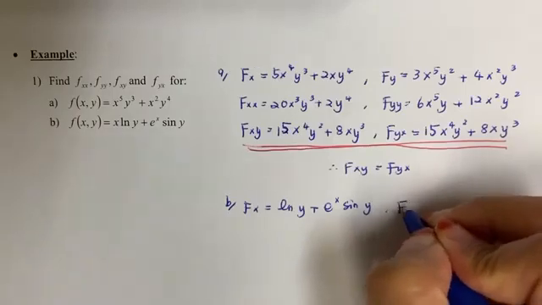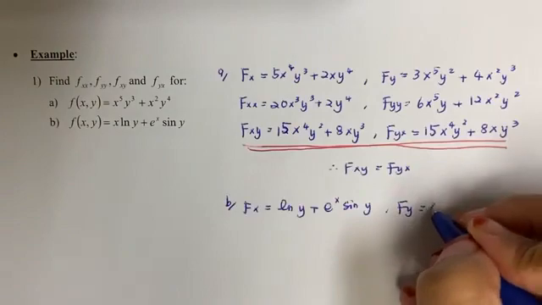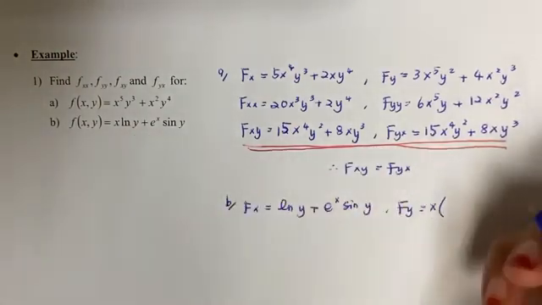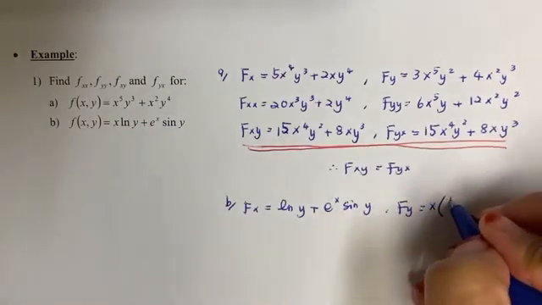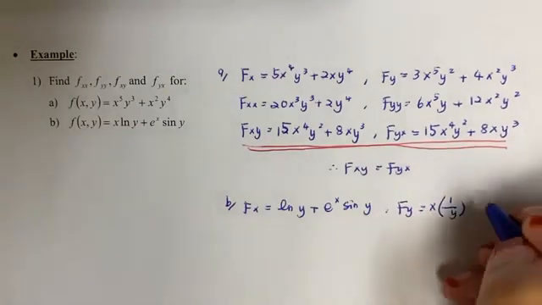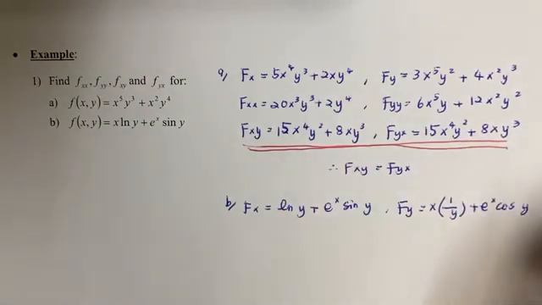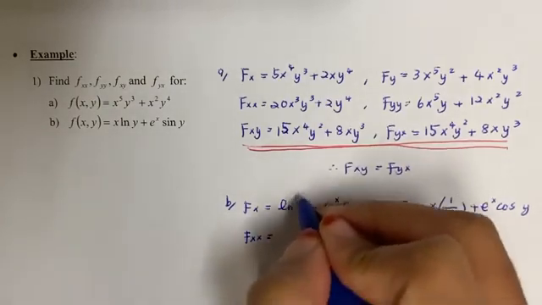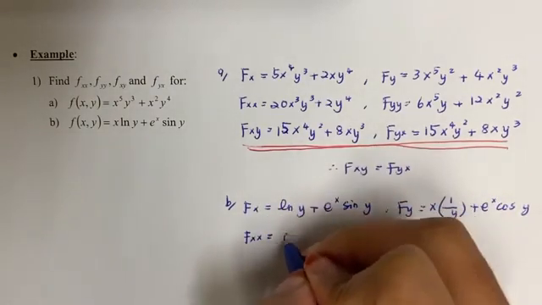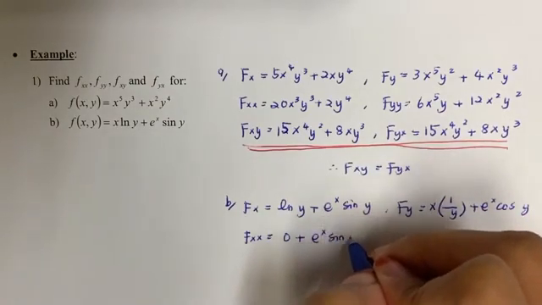Okay, for fy, x is your constant. Differentiate ln y, refer to the table: differentiate ln y is 1 over y, plus exponent x, differentiate sin y is cos y. Okay, for fxx, differentiate with respect to x, here you have 0 plus differentiate exponent x is exponent x, sin y remains.